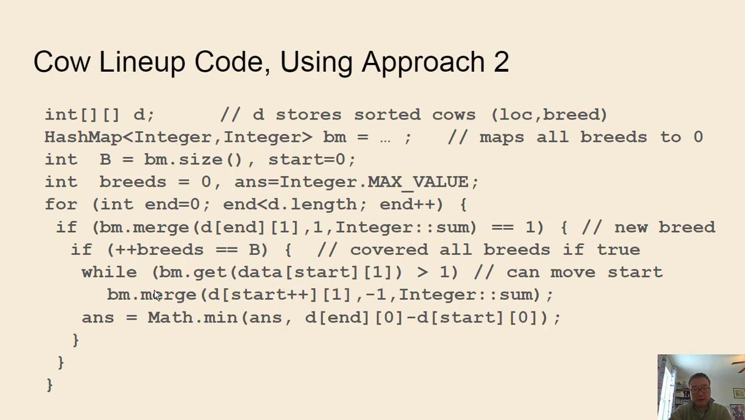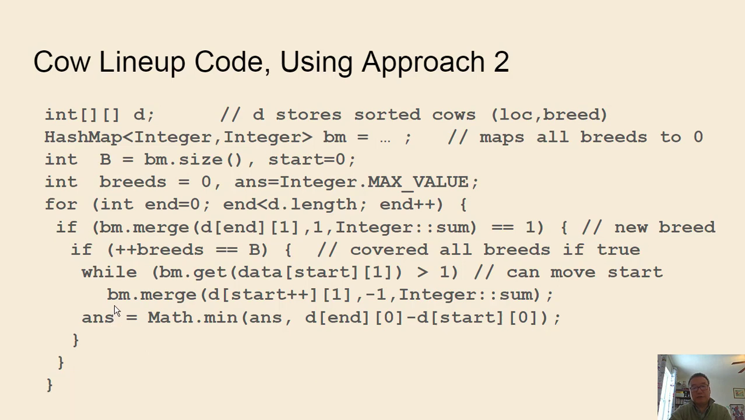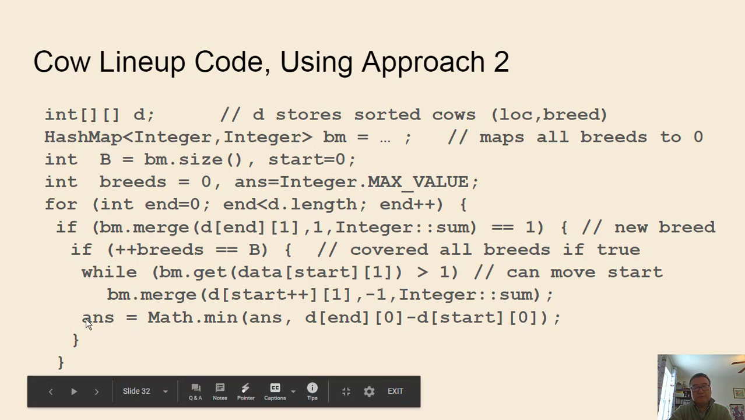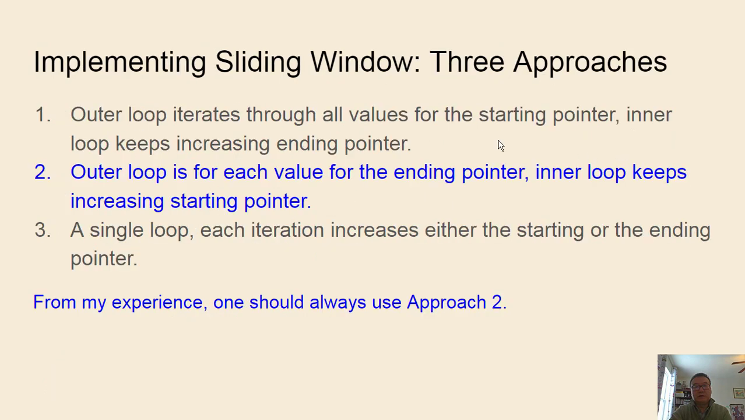This while loop will exit when I get to a window that I cannot shrink further. If I move the start pointer again to make it smaller, I will be losing a breed. So at that point, I will stop. Then I will compute whether this gives me a better, smaller window. So that's pretty much it for the cow lineup code.